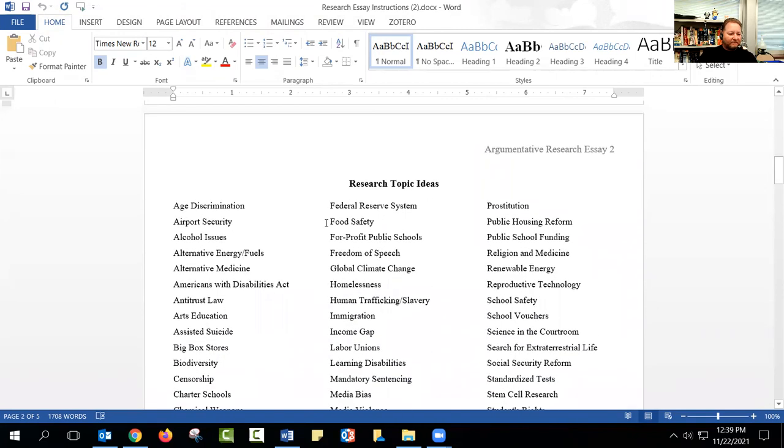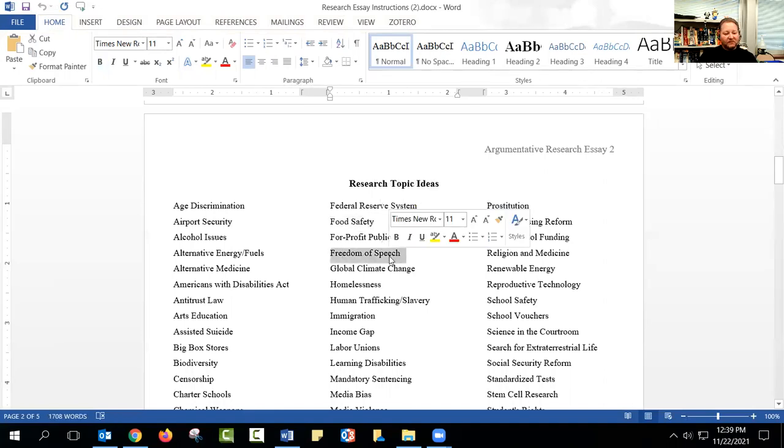Let's say food safety. I don't know why. No, that's boring. I don't like that. Freedom of speech. That's better. So freedom of speech is a topic idea. If you had freedom of speech as your thesis statement, that would be at least a book. That'd be at least several hundred pages because it's a huge topic.